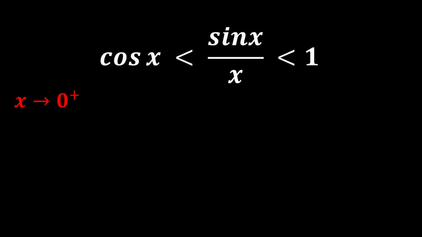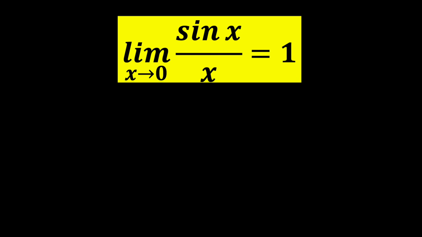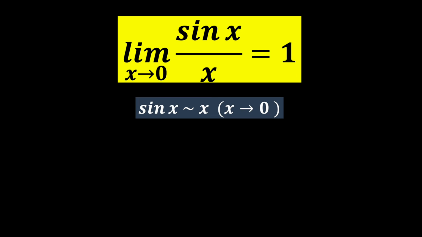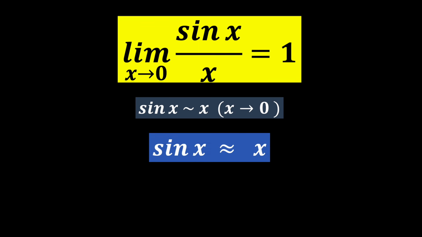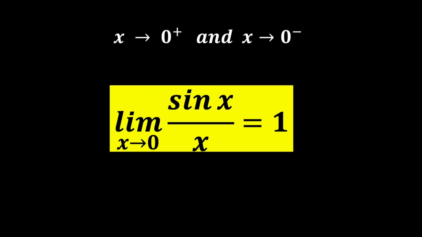The left side, cosine x, approaches 1. The right side is already 1. So the middle expression is trapped between two quantities that both approach 1. By the squeeze theorem, sine x over x must also approach 1. So the limit as x approaches 0 of sine x over x is 1. And that is the precise meaning of near 0 sine x behaves like x. The same conclusion also works from the left side of 0, so the two-sided limit is 1.